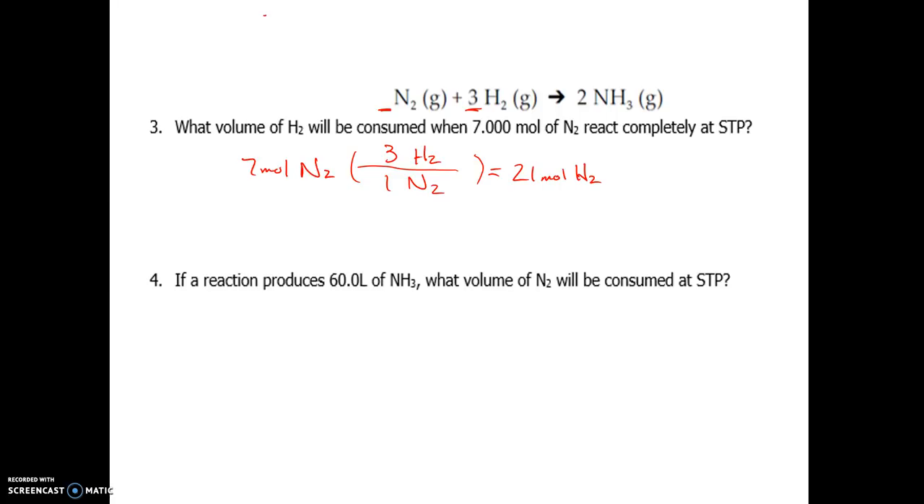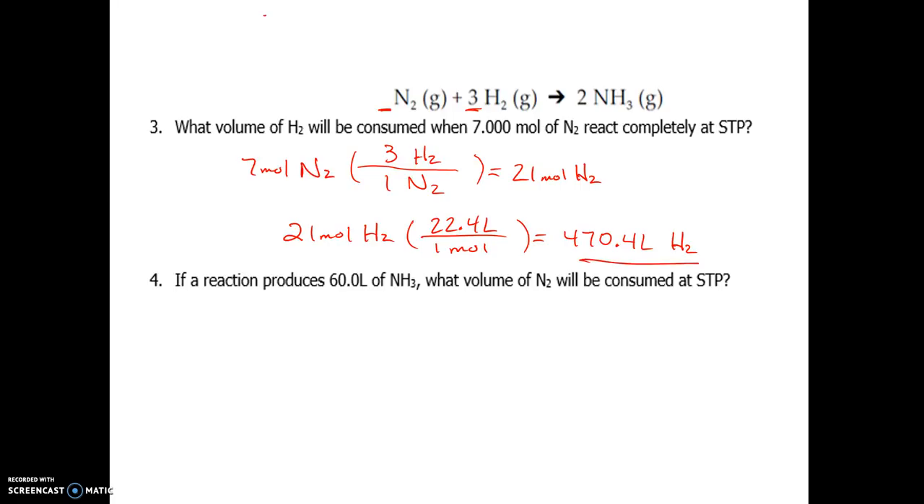Now we can go through and use our molar volume to then figure out the number of liters. And so remember, it says that it's 22.4 liters for every 1 mole of gas. And so we should take 21, we multiply it by 22.4 liters, and we should get 470.4 liters of hydrogen gas.